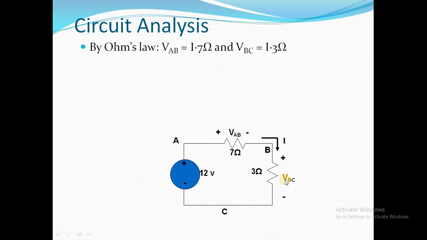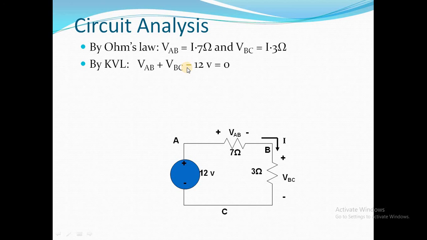And VBC, how to calculate VBC according to Ohm's law, I into R. How much is the current I? I is this notation only. We have to put I into resistance, that is 3 ohm resistance. So I into 3 ohm. Now we have to apply KVL. By KVL, VAB plus VBC minus 12. Now here why minus 12? Why is VAB plus, VBC plus, and this 12 minus?